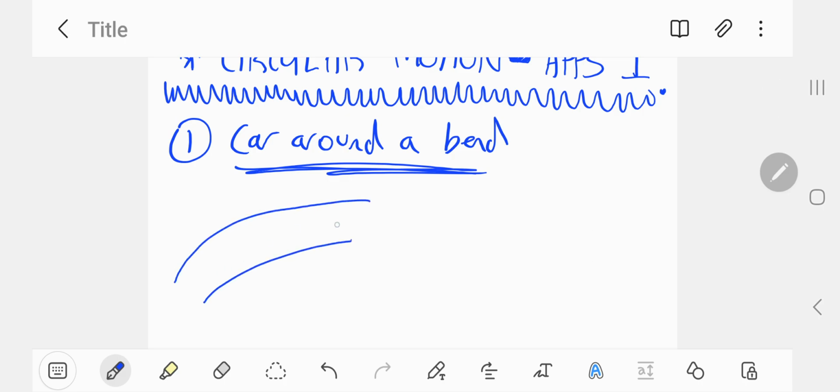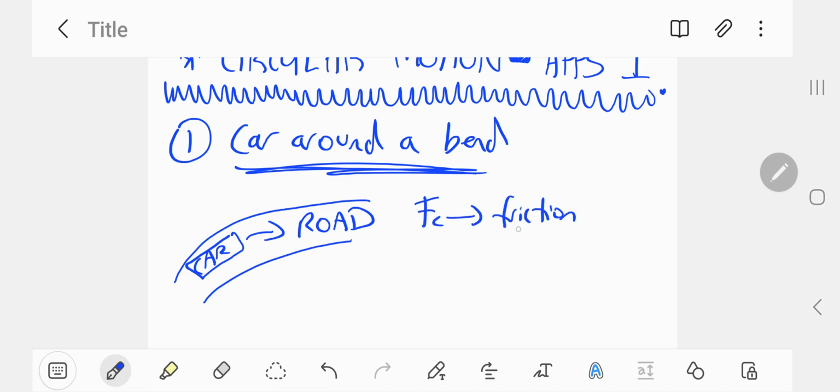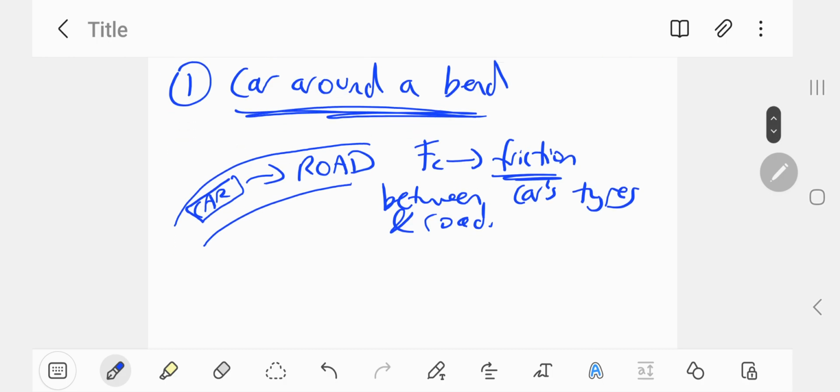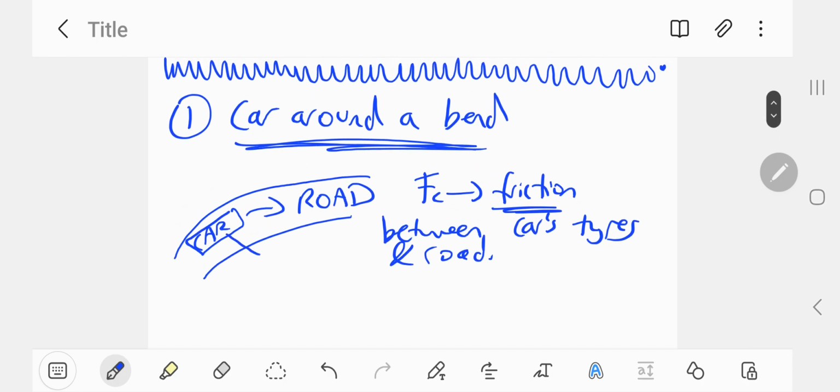If I draw a road here, and there's a car, it will experience a centripetal force, F sub C, and that's due to friction, as I mentioned before, friction between the car's tires and the road surface, and it acts towards the center of the turn. So there's a centripetal force acting towards the center, and greater friction equals greater centripetal force.